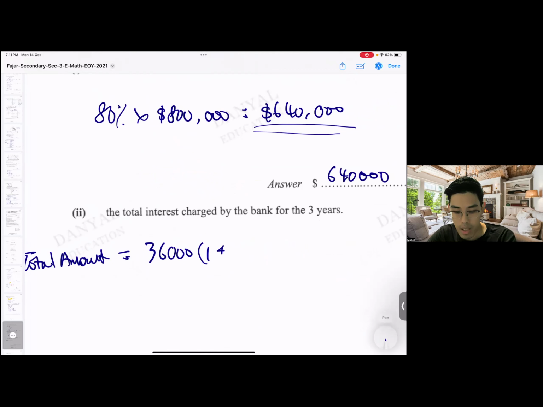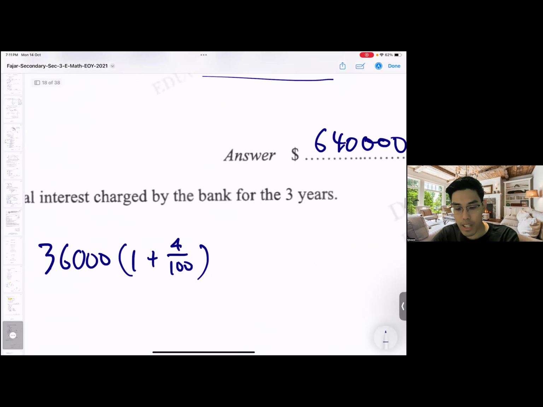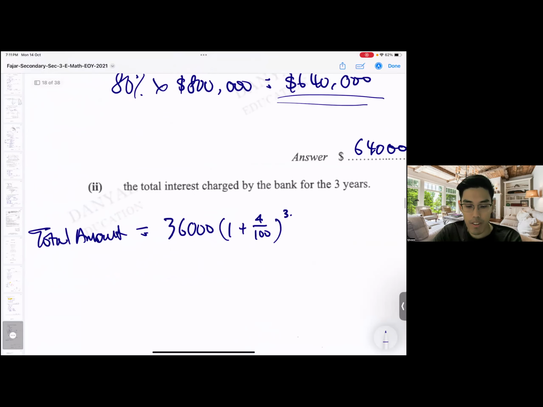So it's 1, okay, I put down the working, 1 plus 4 over 100, for 3 years. Because it's charged per annum and it's compounded yearly, that means every year for 3 years. So 3 years means 3 times. So this power over here is 3. Okay, very straightforward. So it's 36,000 times 1.04 cube.